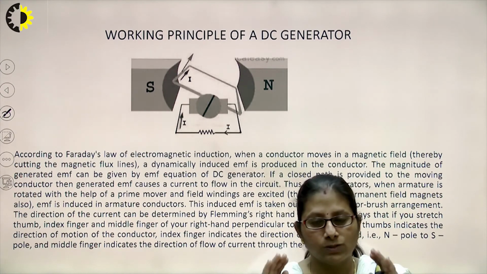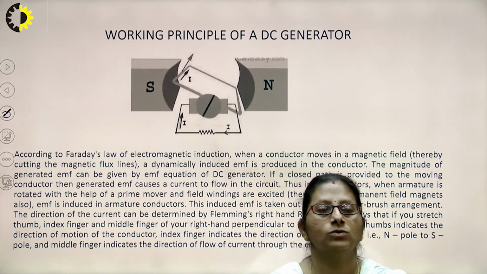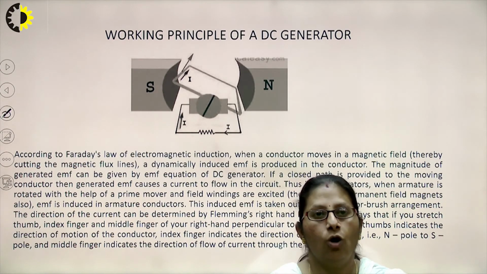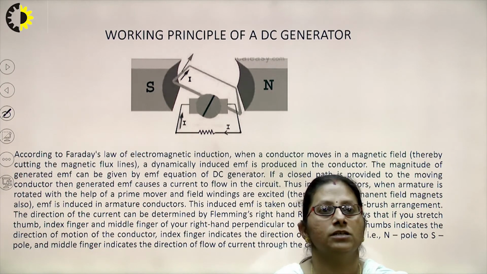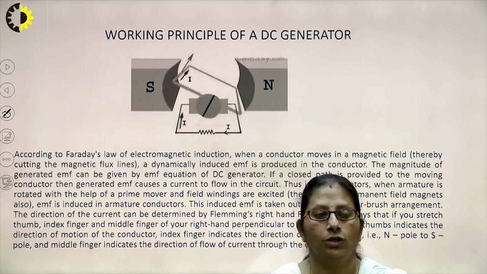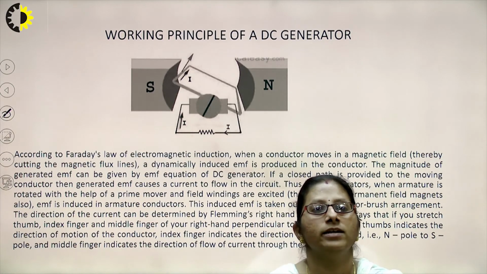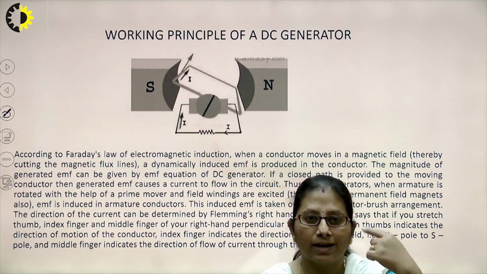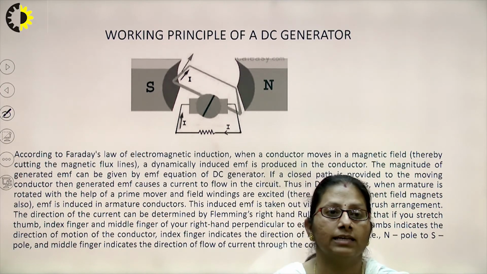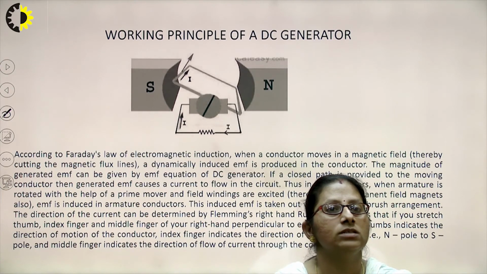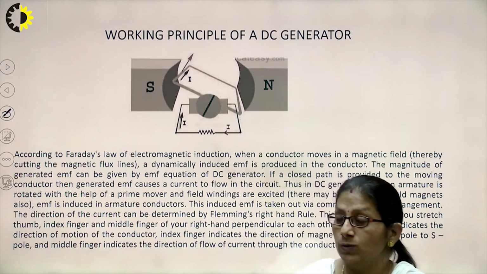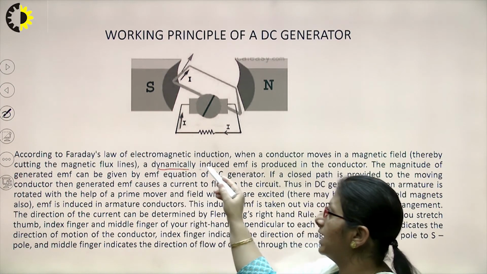Otherwise, all the students must have studied AC generation in the second unit of the same subject, basic electrical engineering. The same concept is there, where you studied AC generation according to Faraday's law of electromagnetic induction. When a conductor moves in a magnetic field, thereby cutting the magnetic flux lines, a dynamically induced EMF is produced in the conductor, right? Dynamically induced EMF. I suppose everybody knows this dynamically induced EMF.